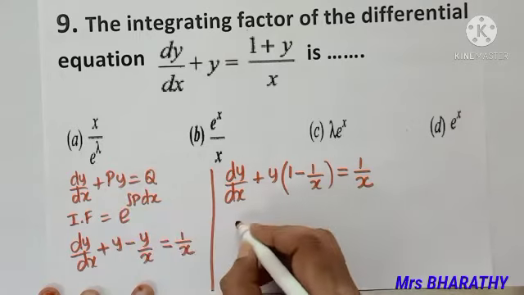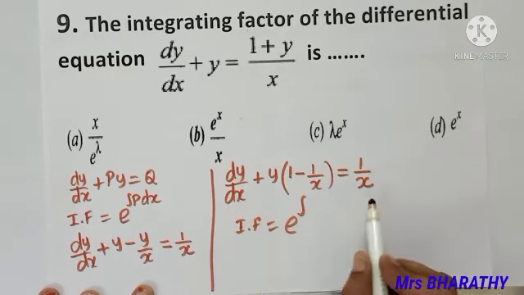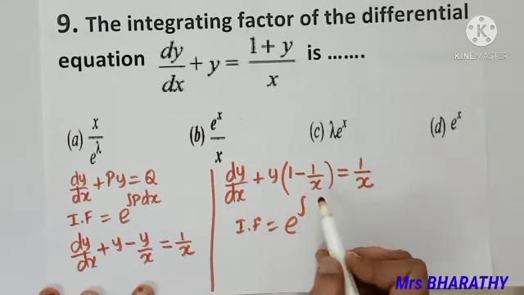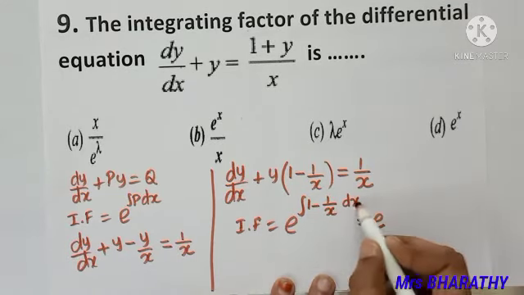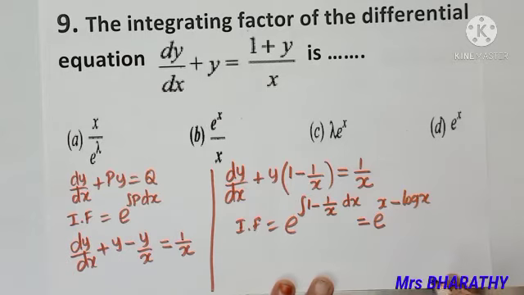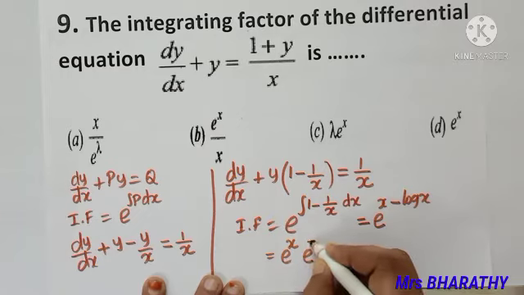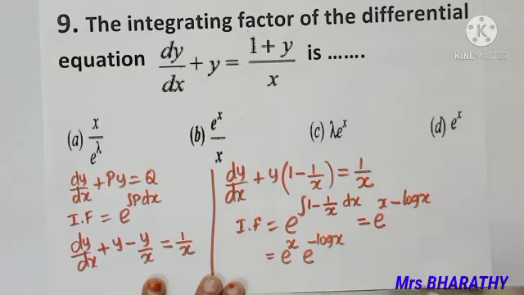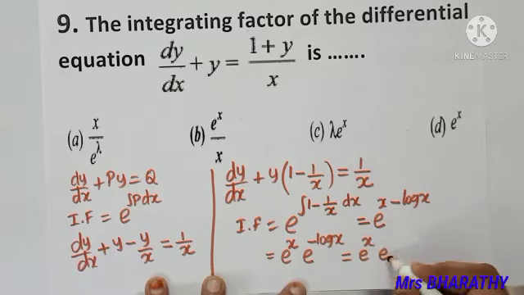What is the integrating factor? e power integral p dx. In this question, p represents 1 minus 1 by x. As I simplify, the integral of 1 becomes x, and the integral of minus 1 by x becomes minus log x. So it is e power x, e power minus log x. If you have a minus preceding a logarithm, it will be the log of the reciprocal.